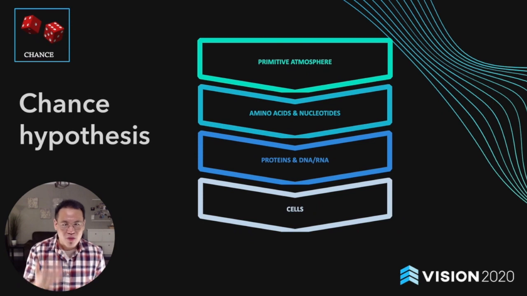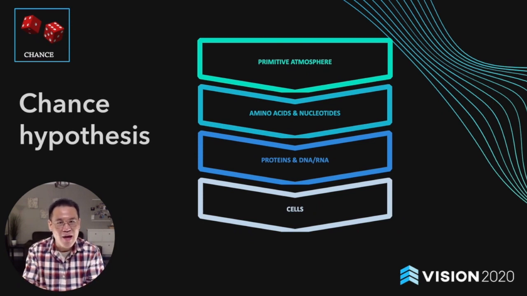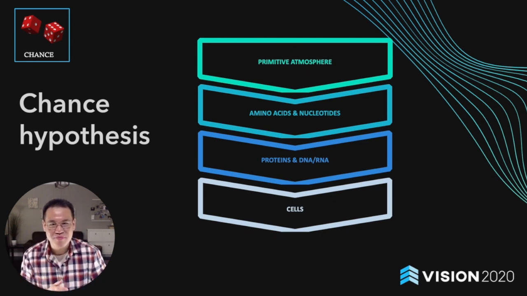And on the surface, it seems plausible. You have all the pieces necessary in a certain area. Give it enough time. Give it enough interaction. You should be able to produce the building blocks and eventually the proteins and DNA. But can chance alone explain this?